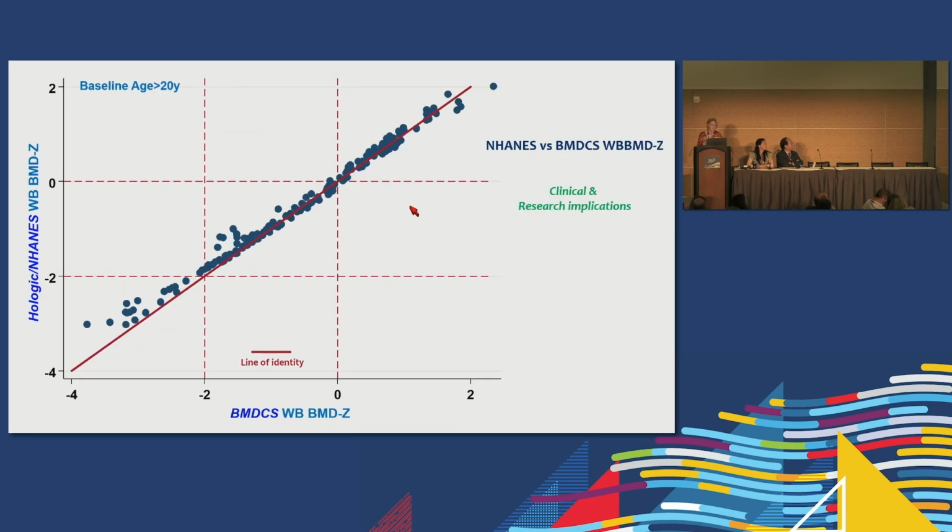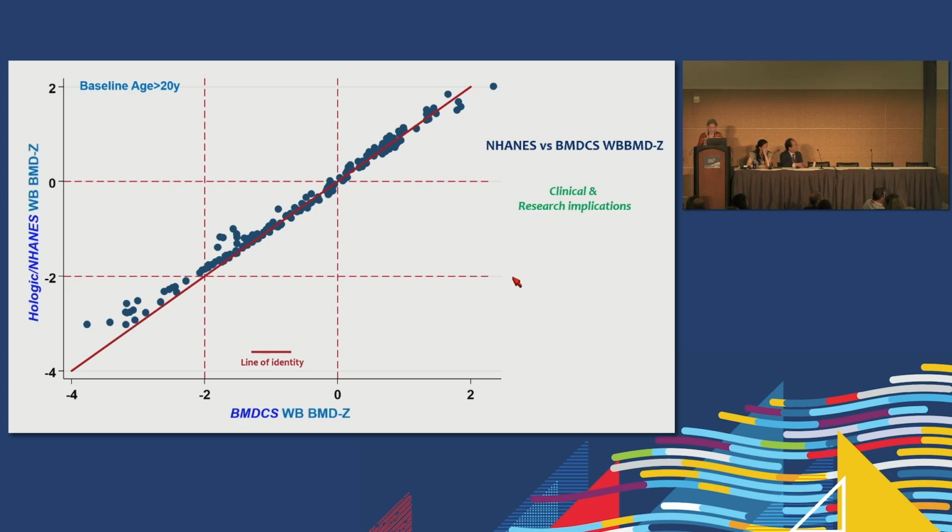Okay. And then here I'm comparing, in just our adults, BMDCS data to Hologic and NHANES data. You can see that there's pretty good agreement except at these lower Z-scores. And I suspect this speaks to what Dr. Malouf was saying earlier, that we're still accruing bone, particularly in men, up until about age 25 to 30, depending upon the skeletal site.